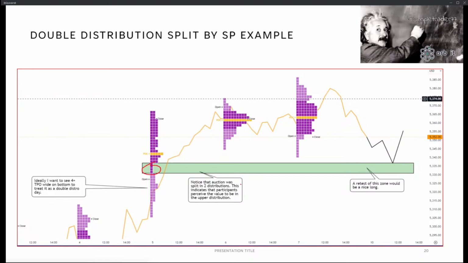Notice the action was split into distributions, this separation of value. So there's 1 and there's 2 with the poor high. So now this is what I would be waiting for. And where would you manage your stop? Well, it depends on your risk appetite, but somewhere below this zone, if you can find any historical levels to the left, but you want to be below the bottom of this.